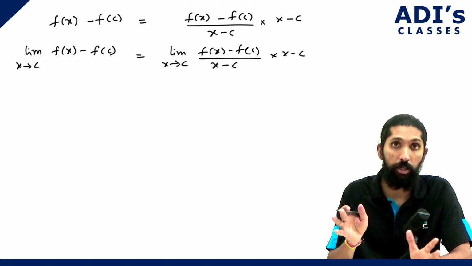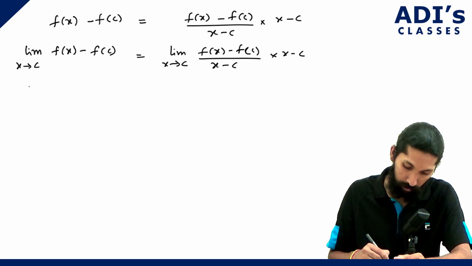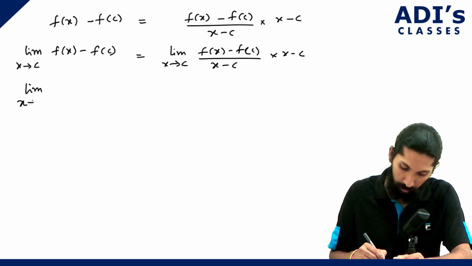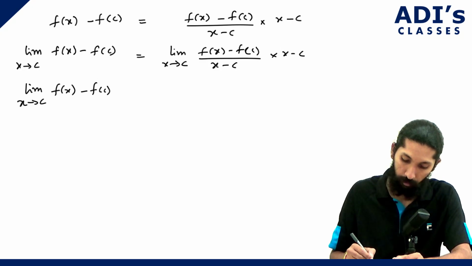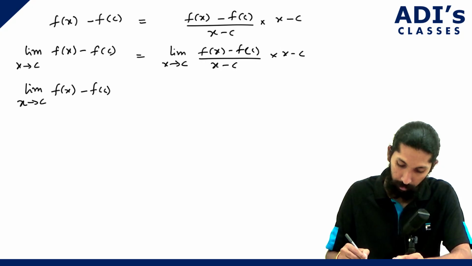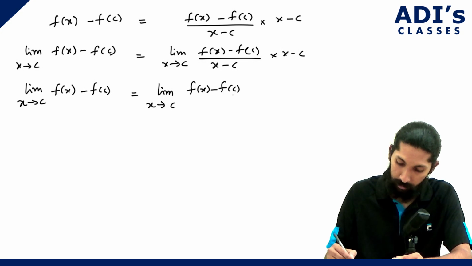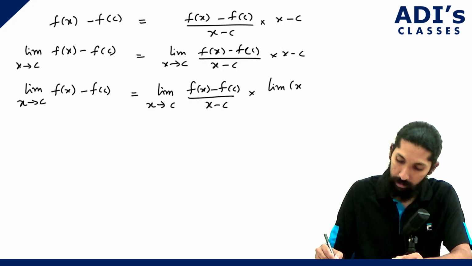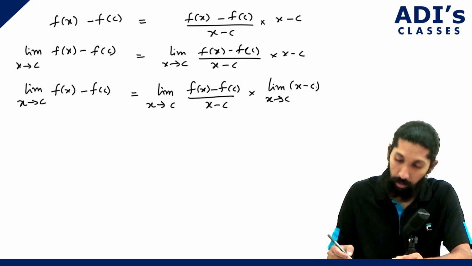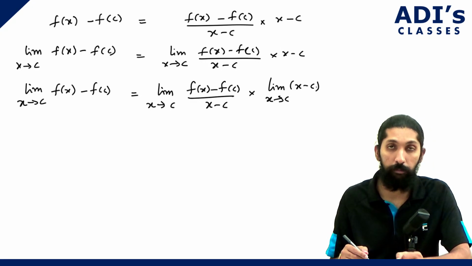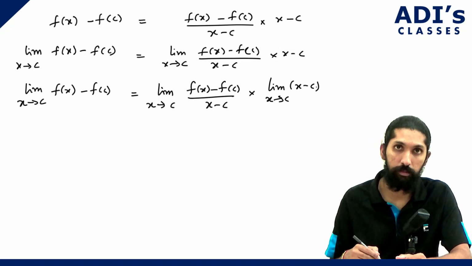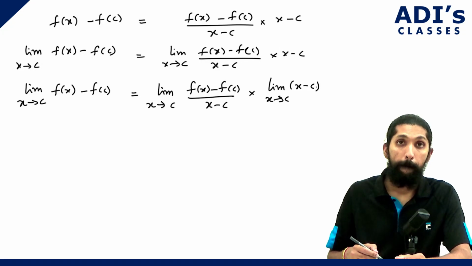LHS right now you don't touch at all, keep it as it is. That means this is going to become limit as x tends to c of f of x minus f of c, and here this is going to become limit as x tends to c of f of x minus f of c by x minus c into limit as x tends to c of x minus c. Remember this, the algebra of limits, addition, multiplication, subtraction, those things. Alright. Next, what do we do?